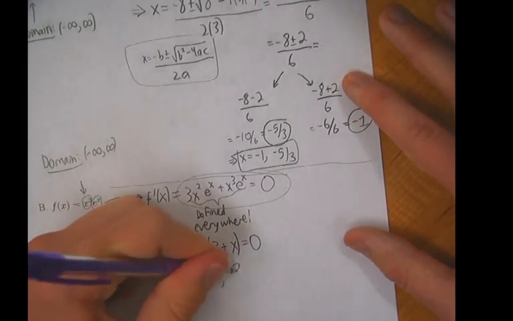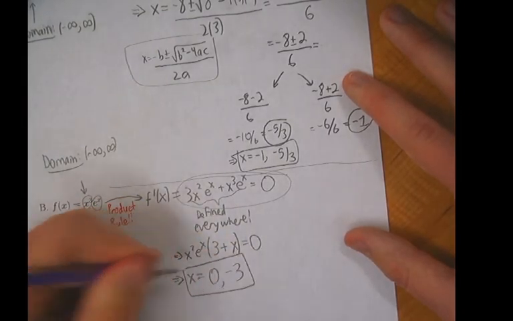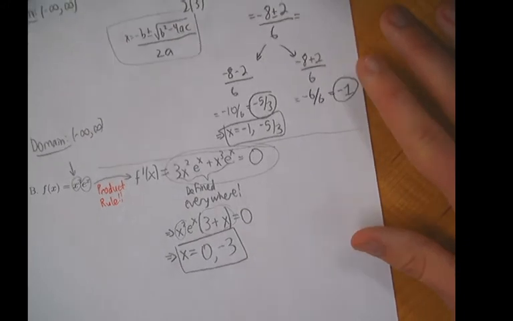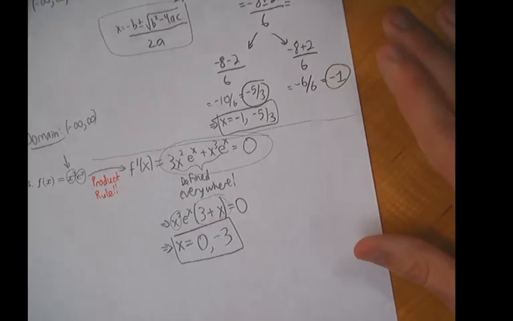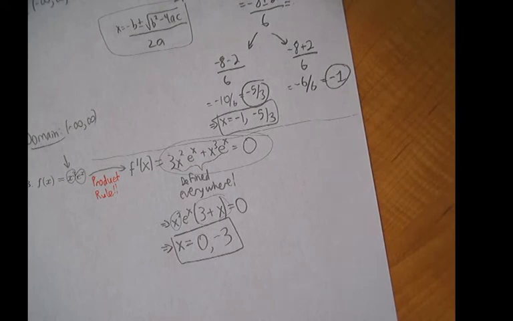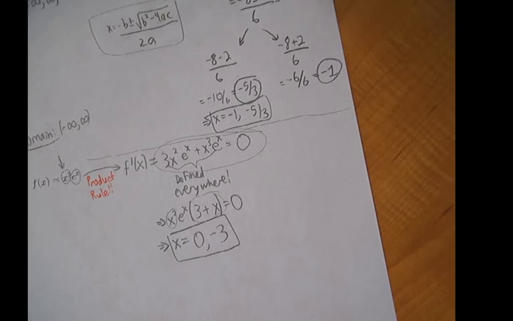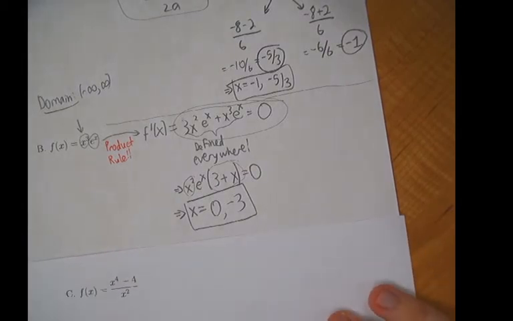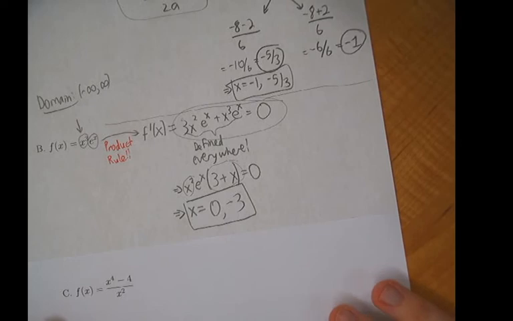Yep, just 0 and -3, right? Because x equals 0 from this, and then x equals -3 from this factor here. So that's part B. Any questions on that? Okay, moving on to part C from this.